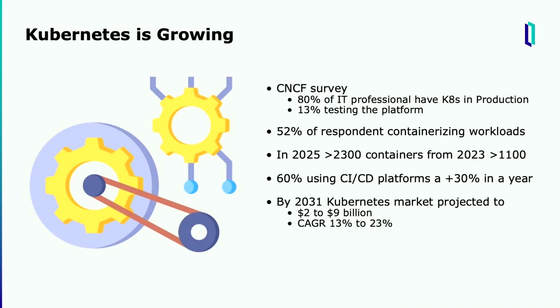So what's the context within the market out there? Well, the market says that, at least from a recent survey from the CNCF, Cloud Native Computing Foundation, 80% of IT professionals have Kubernetes clusters in production. And if that wasn't enough, more than 50% of respondents to the same survey have containerized workloads one way or another. The number of containers being managed by these orchestrators has doubled in the last couple of years as well. And the economics are very interesting. Depending on the survey you look at, projected growth is between 2 to 9 billion. So it's definitely something that's here to stay with us.